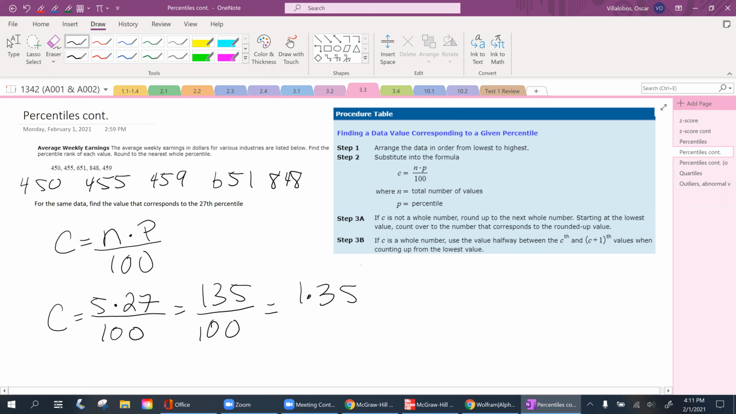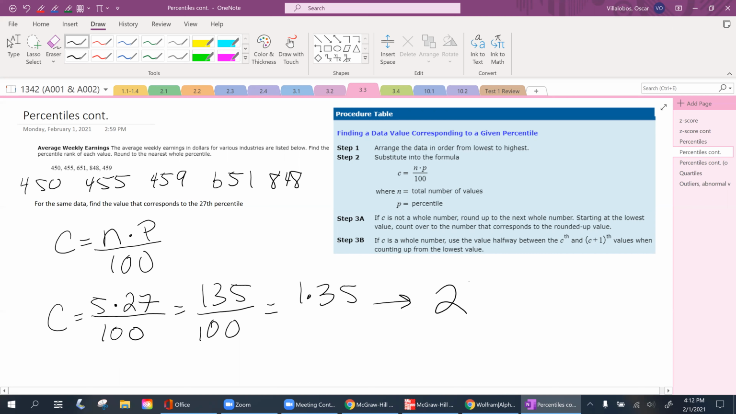1.35. But we need to remember to round up to the next whole number, and this goes back to the previous sections. If we're dealing with a location 1, 2, 3, 4, and 5, it doesn't make sense to say I'm in location 1.35. Well, which one is it? Is it 1 or is it 2? Since we need to round up, rounding up 1.35 is going to be 2.